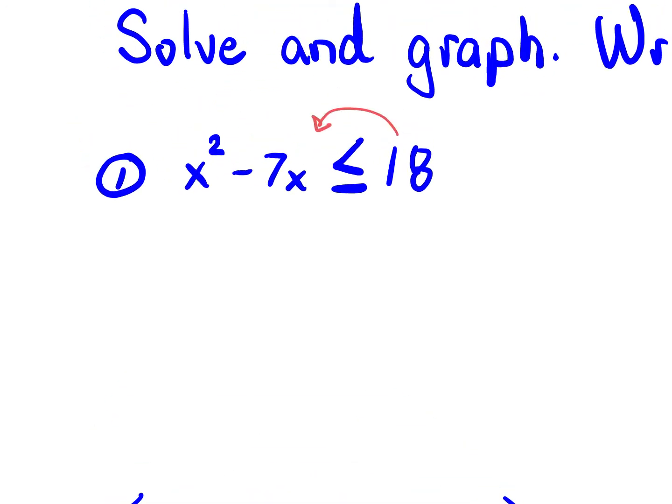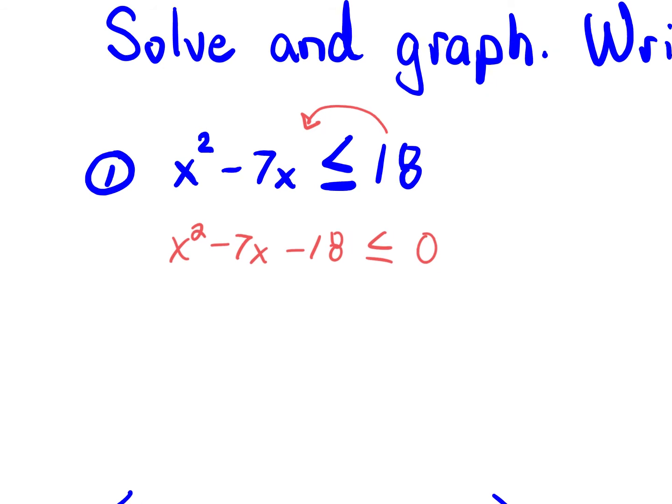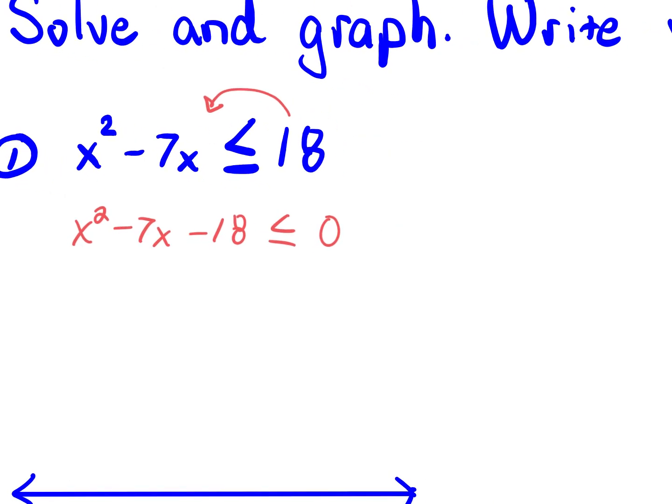This is a positive 18. When I move positive 18 to the other side, it becomes what? So x squared minus 7x minus 18 less than or equal to 0. Agreed. Now that we have everything to one side, and it's set less than or equal to, greater than or equal to, whatever, 0, you can do our little trick. This says less than or equal to. If I have less than or equal to, what kind of dots do I have? Closed. They're going to be closed. And where do I shade? In the middle.